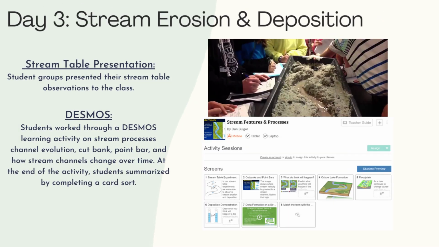Day 3, stream erosion and deposition. To start day 3, student groups presented their stream table observations to the class from the previous day. Then students worked through a Desmos learning module on stream processes and how stream channels change over time. Student work was embedded in the Desmos guided note presentation, and students interpreted, summarized observations, modeled results, and analyzed stream process phenomenon with their group. To wrap up the day, students completed a summarizer Desmos card sort at the end of the presentation.